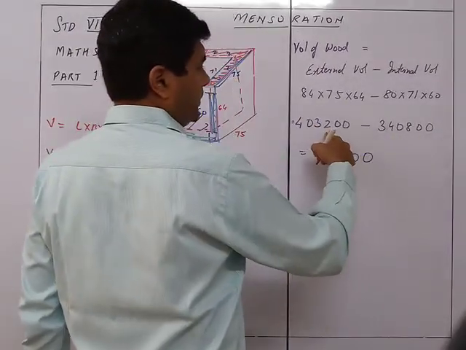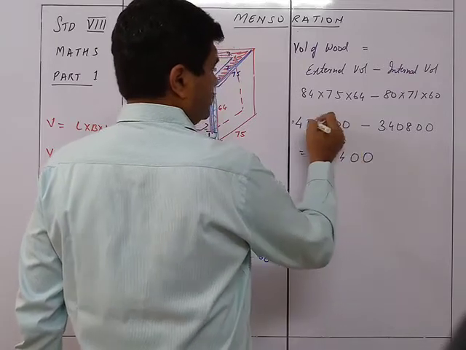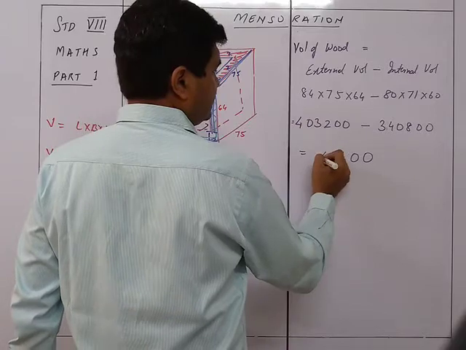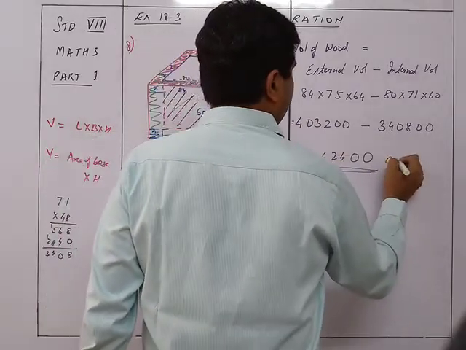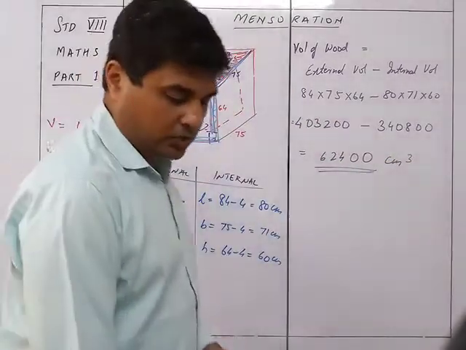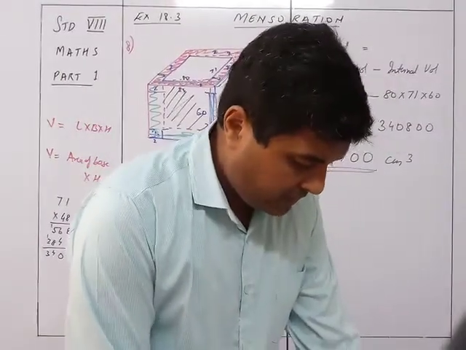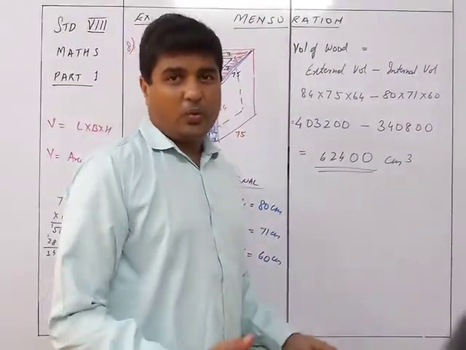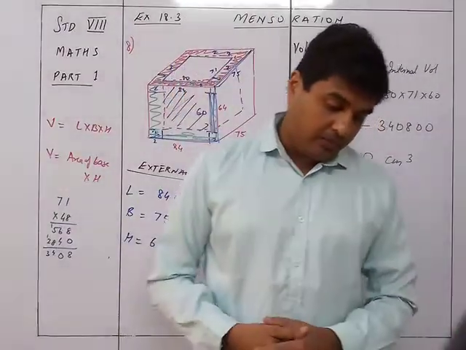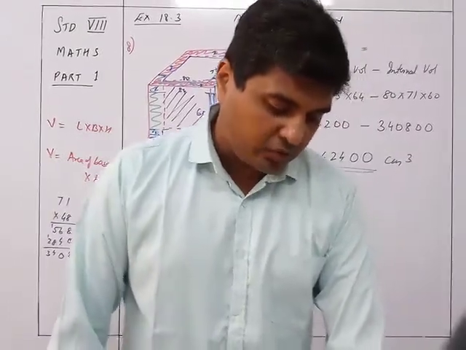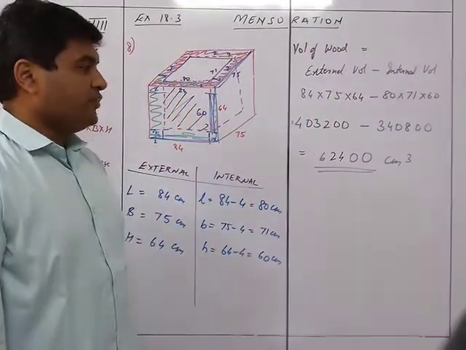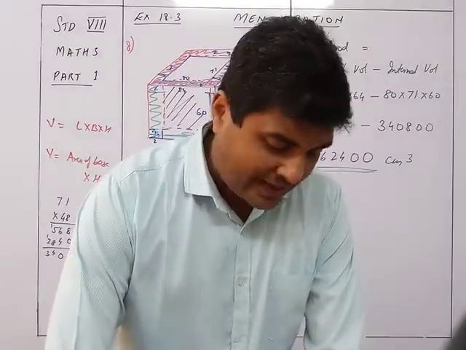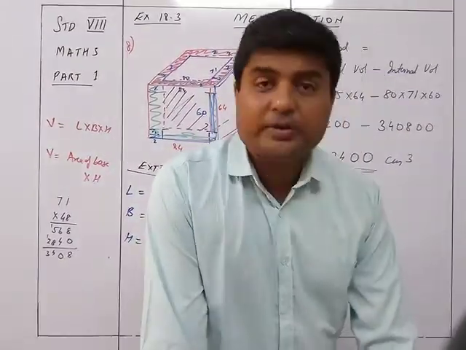8 over here and 2 over here, so borrowing gives 12, so 4, this becomes 2, then 2 remains as it is, and then 6. So the answer to question number 8 will be 62,400 centimeter cube. That is the volume of the wood required for making the particular box. So the volume of wood required to make the box will be 62,400 centimeter cube.